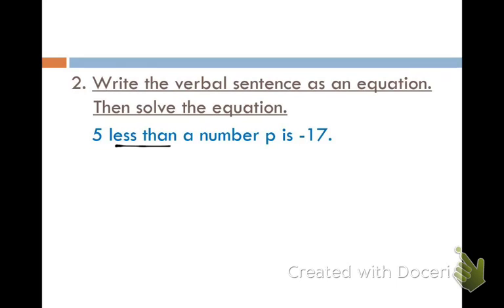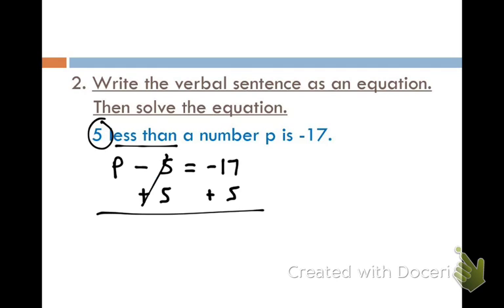Remember, less than is what kind of a word? A turnaround word. Okay, so yes, it's subtraction, but that means the 5 has to go over here, and then P would go over there, because remember, anything with a than in it, we learned it yesterday, is a turnaround word. Then we know it equals negative 17, okay? If yours doesn't look like this, fix it for me, okay? Now, I want to get that P by itself, so I got to add 5 to both sides. P equals negative 12. How many of you got that?